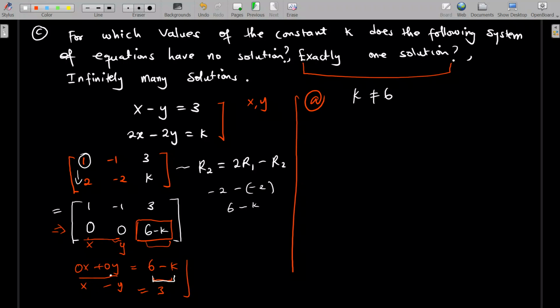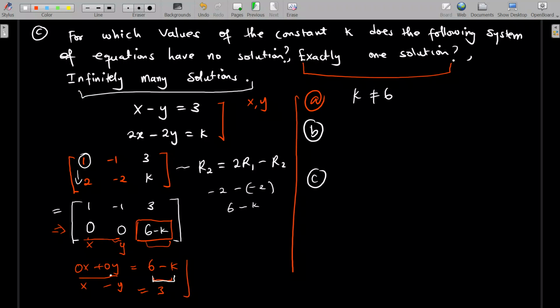So now let's go to the B part, which says exactly one solution. Now, are you sure we can actually get exactly one solution? That is one thing we are thinking about right now. I'm going to say, let's answer the C part first before we come to the B part. All right. So with the C part, infinitely many solutions, and that's going to help us answer the B part.